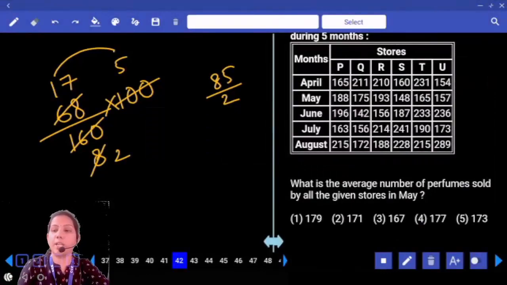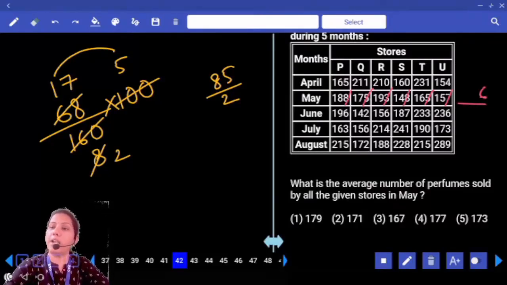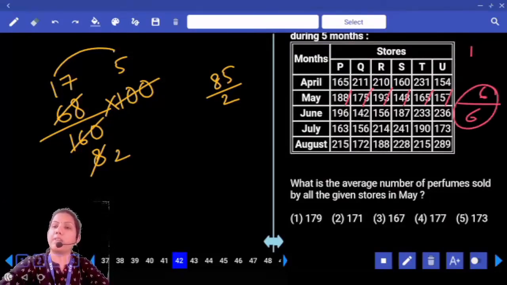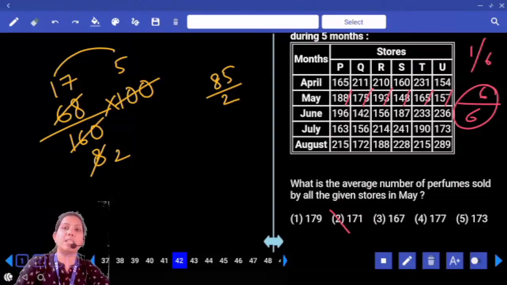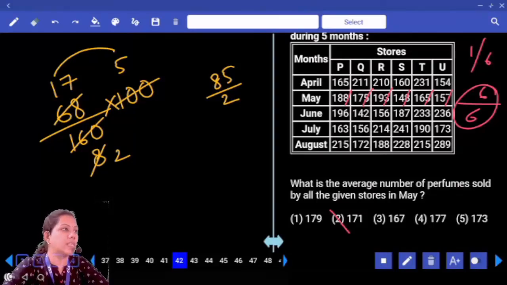Next question number 42. What is the average number of perfumes sold by all the given stores in May? Only unit digit verification. Sum of May. 5 plus 5 is equal to? And 3 plus 0 is equal to? 0. Unit digit verification. What is 8 plus 8? 6. And total number of stores are again 6. 6 by 6 possibility is either 1 or 6. So the answer must end with 1 or 6. How many options end with 1 or 6? Only 1. Second option, 171 is the answer.